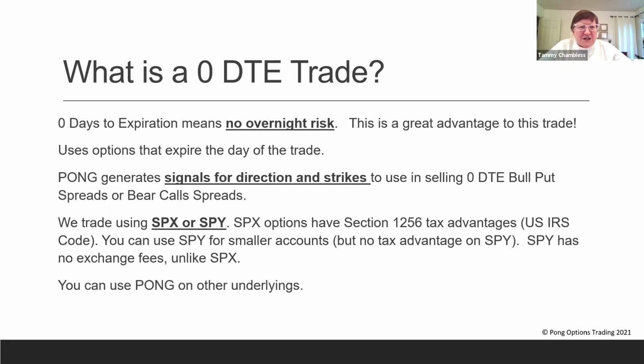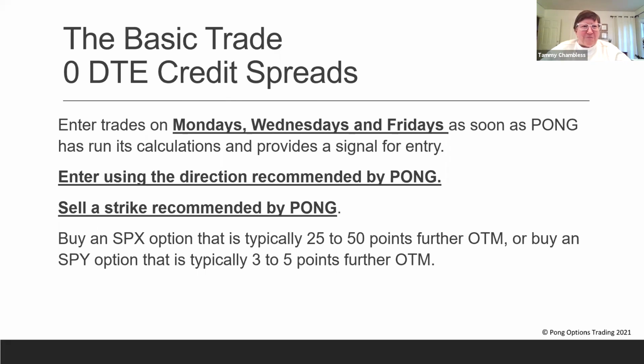We generally trade SPX or SPY. SPX options have Section 1256 tax advantages, that's of the U.S. IRS code. But you can use SPY for smaller accounts, but that doesn't have the tax advantages. And SPY has no exchange fees, unlike SPX. And you can use PONG on other underlyings. We haven't tested those, but you're free to use those and try them out on PONG.